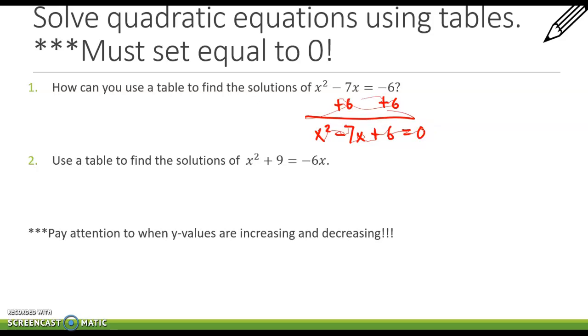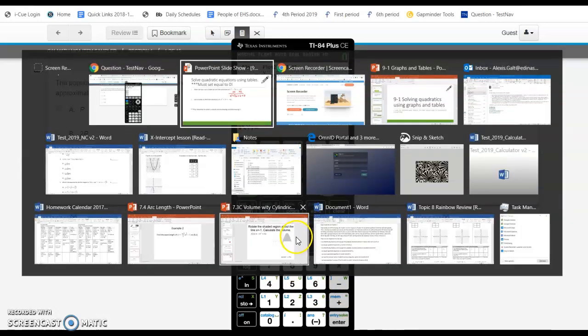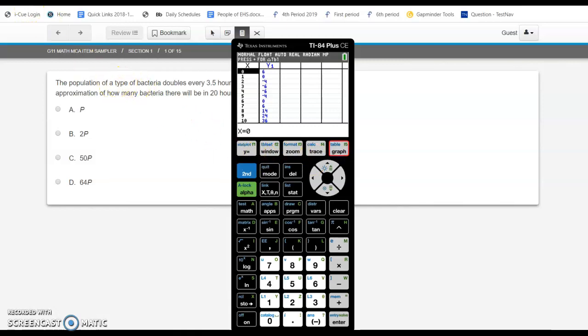I'm going to type that into my calculator. So x squared minus 7x plus 6. Now instead of hitting the graph button, I'm going to hit the blue table button. So in a table, I'm looking for where the y coordinates are equal to 0, and it looks like in this table, it's x equals 1 and x equals 6.